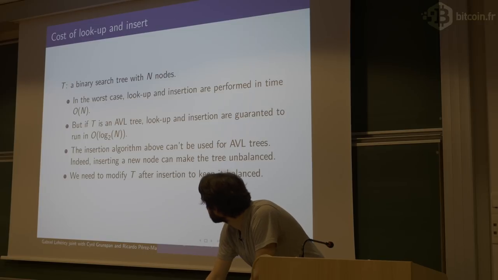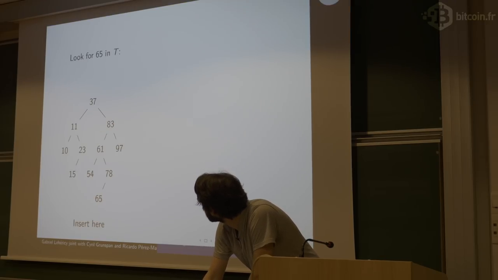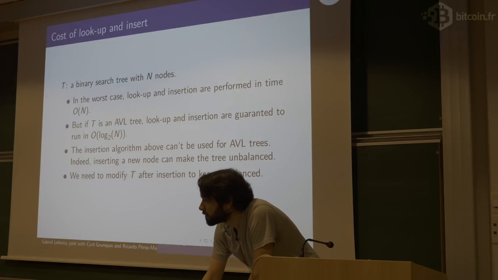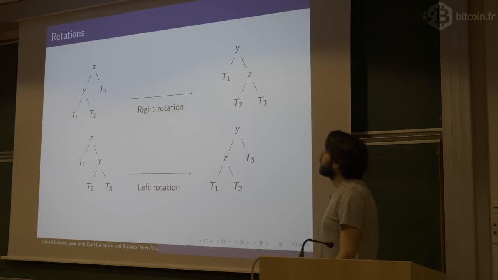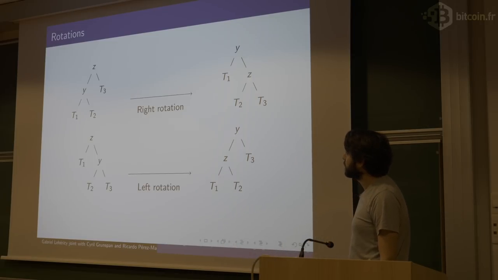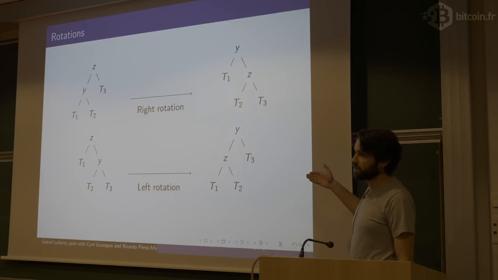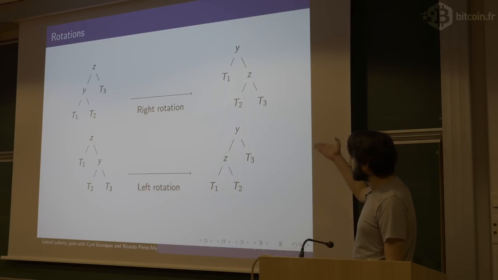So if I take again the example from the last slide, here we have a tree where we just inserted 65, but the tree is now unbalanced. So if we want to work with AVL trees, we need to modify the insertion. And we do this by operations on the tree, which are called rotations, which is what I have on this slide.